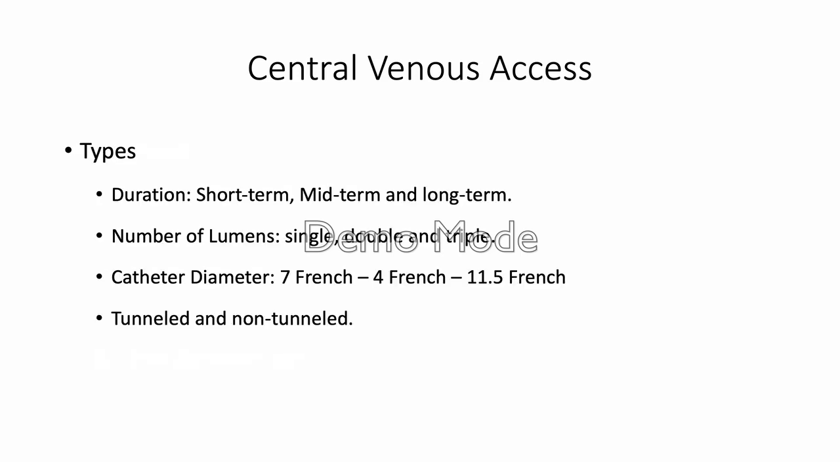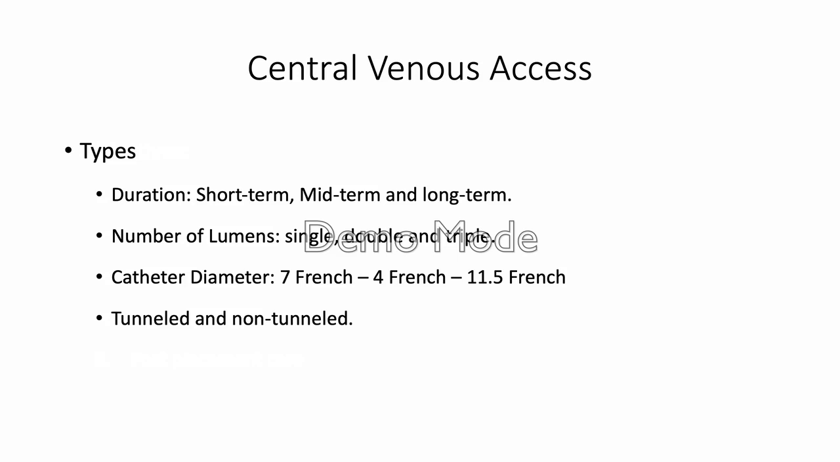We have numerous classifications depending on the duration, number of lumens, catheter diameter, and if the catheter is tunneled or non-tunneled. And to make it simple, most of the catheters that we are using in ICU are short term, and usually they are double or triple lumens.